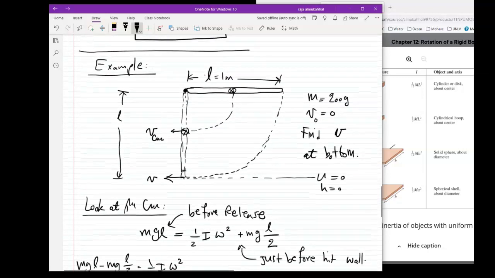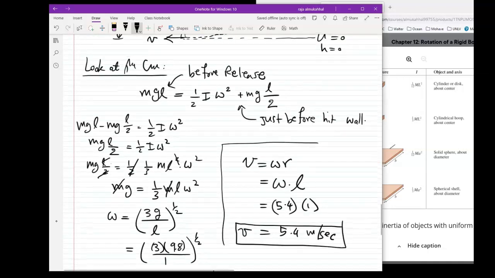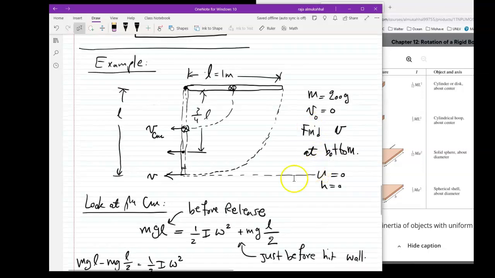If he asks me, let's say, what about 3/4 of the way right here? Let's suppose that this is 3/4 of L. That's easy, it's the same thing. So v equals omega r, and then r becomes 3/4 of L, and so on. Whatever length, whatever radius you give me, I can do it. You see what I'm saying? And that's it.